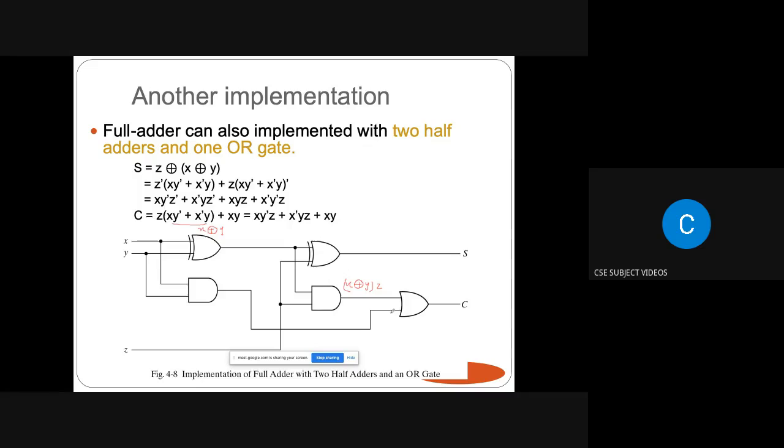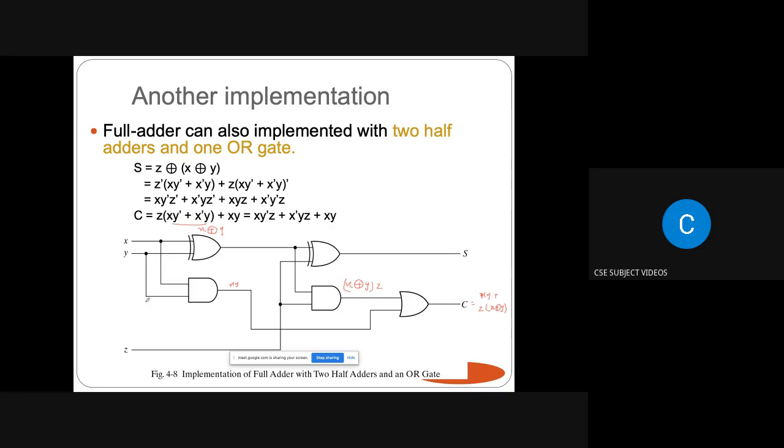Then this one is this XY. Here we are having XY here. So we can write the C expression as C is equal to XY plus Z into x XOR y. So making C expression like this, it is possible to implement the full adder circuit with 2 half adders and an OR gate. So this is the implementation of full adder with 2 half adders and an OR gate.